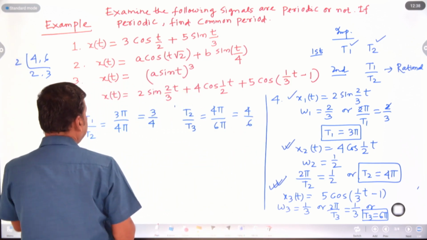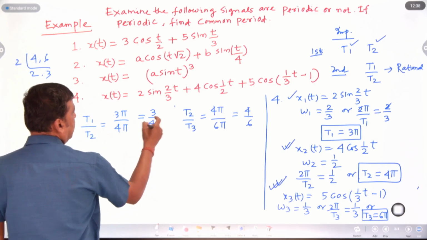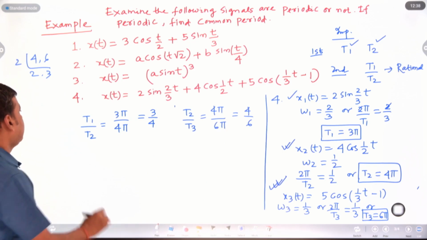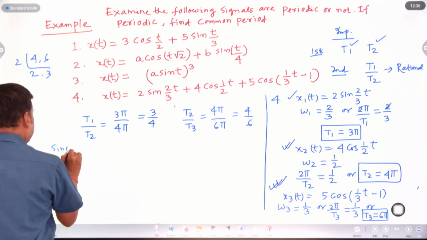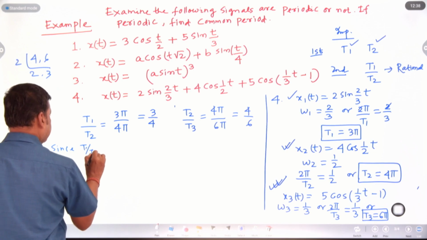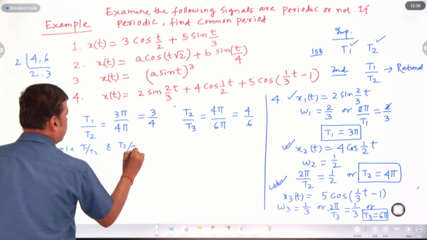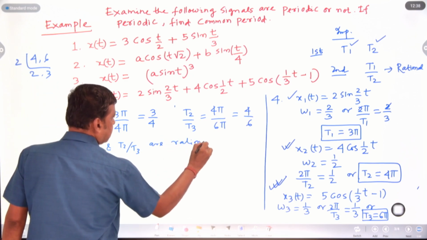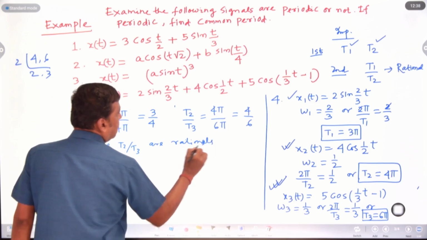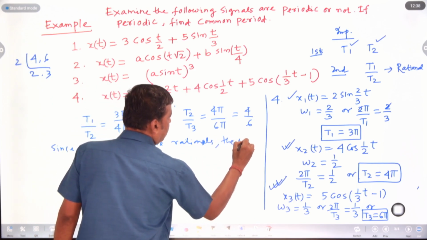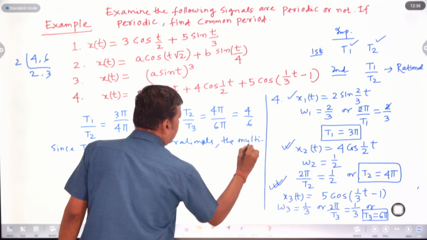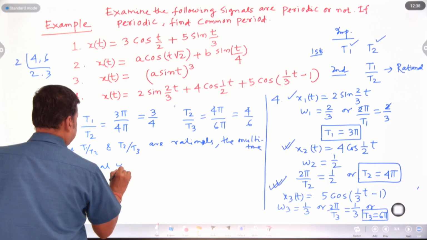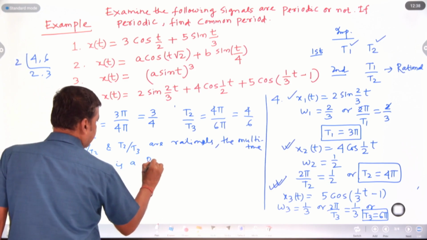Since T1 by T2 is a rational number, and T2 by T3 is also a rational number, the signal is a periodic signal. Since T1 by T2 and T2 by T3 are rationals, the multitone signal is a periodic signal.